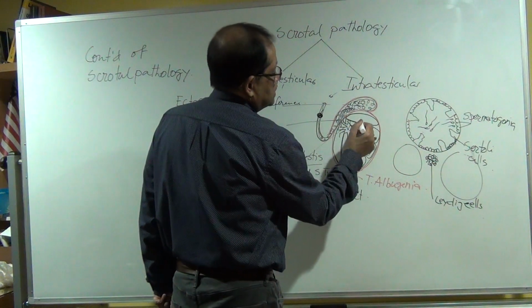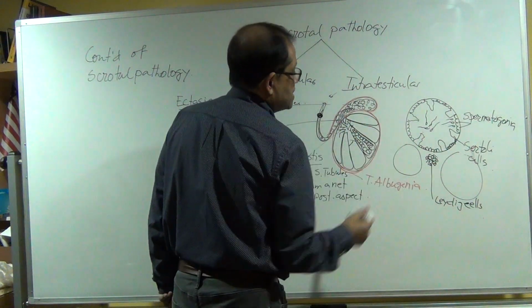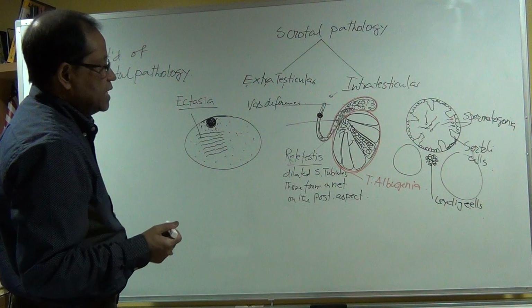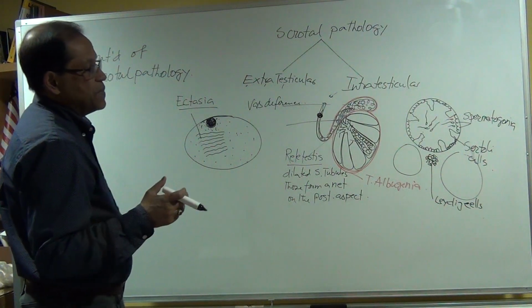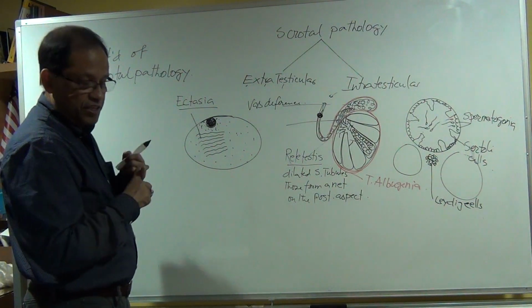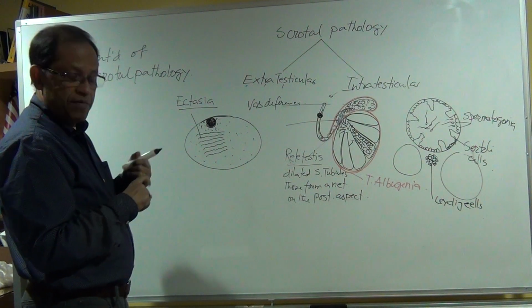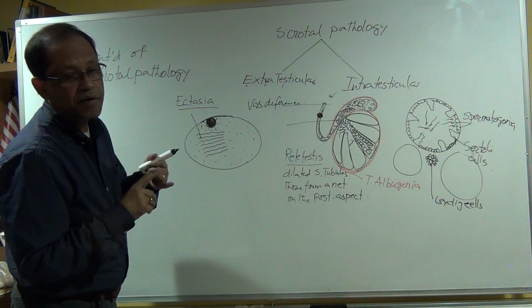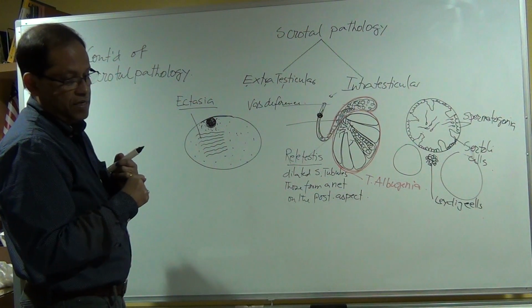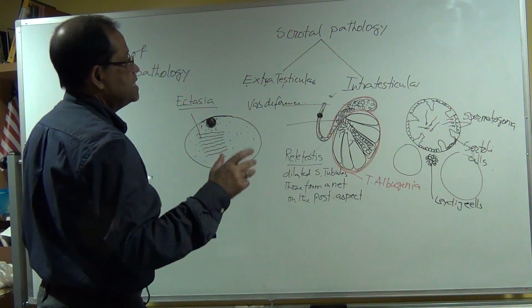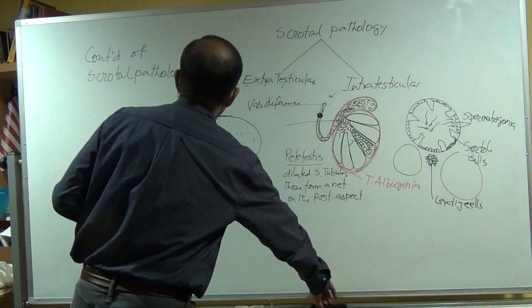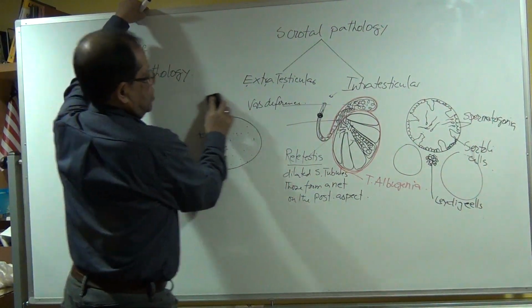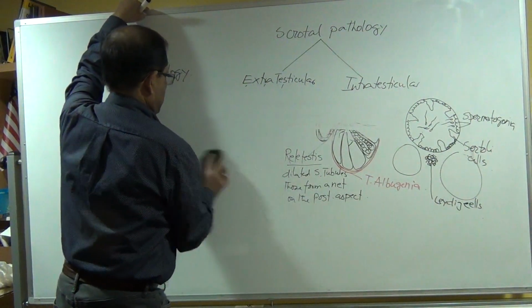So now, the testis has the parenchyma. The testis parenchyma can have infection, can have tumor, can have cyst, which is very rare. Okay? So now, what are the diseases a testis can have? I'm going to show you now.